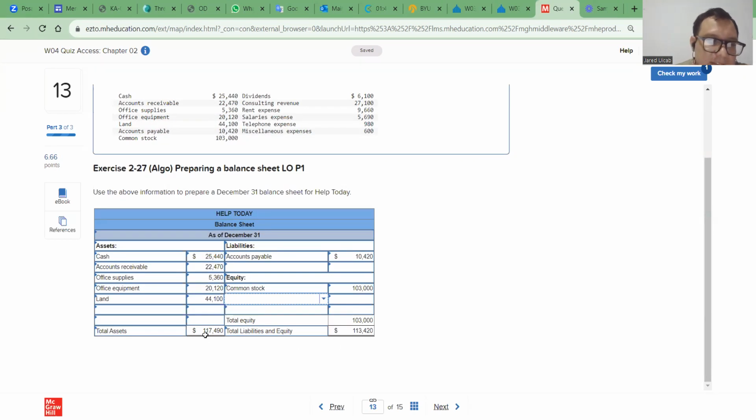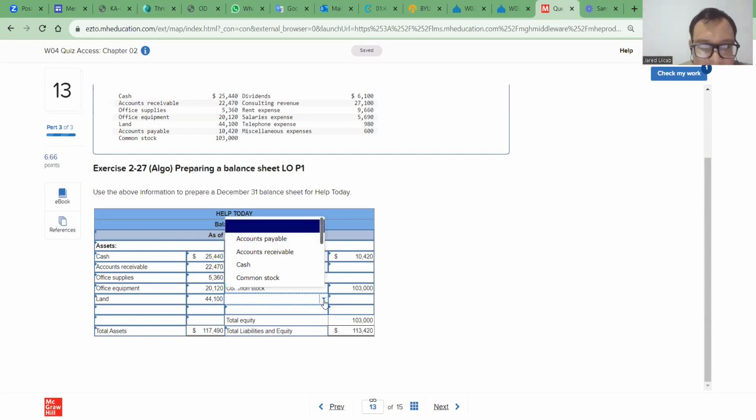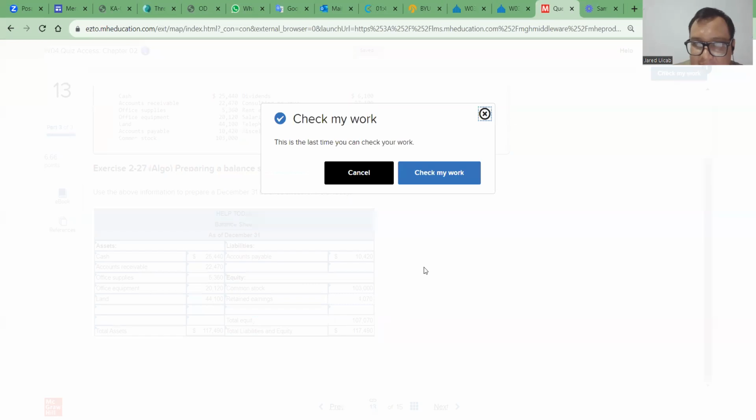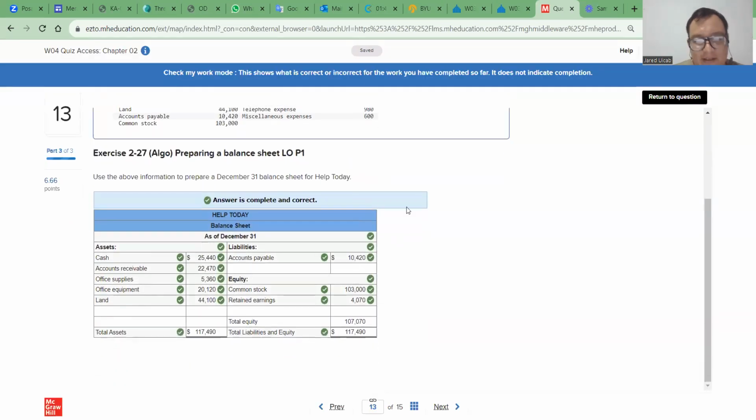Okay, I'm missing something, because if I see the total assets and the total liabilities and equity, it's not in balance. Oh, the retained earnings. How could I forget that? So let's write retained earnings, and that's the amount we're missing. Okay. Now check my work. Yeah, the answer is complete and correct. So we have to be careful not to forget something.